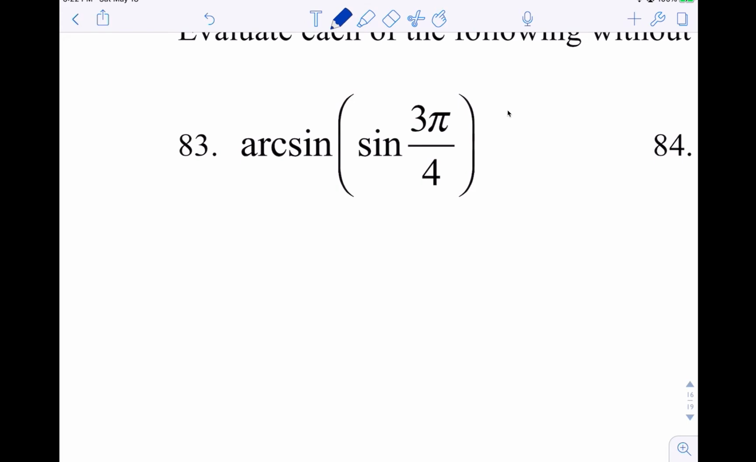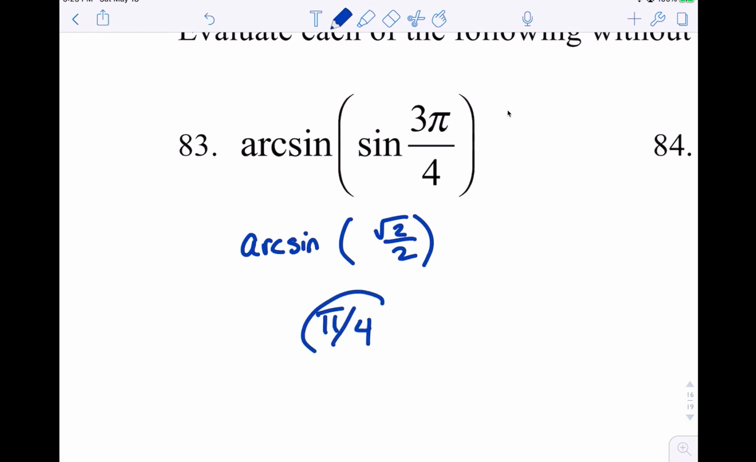So, sine of 3 pi over 4 is going to give me root 2 over 2. And then where does sine equal root 2 over 2 in the right quadrants, right? So arc sine is either quadrant 1 or 4. So this one is going to be pi over 4.